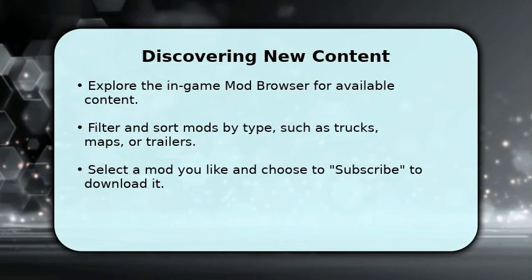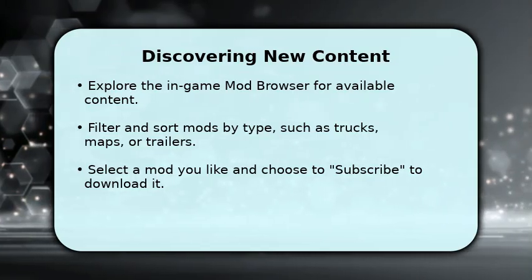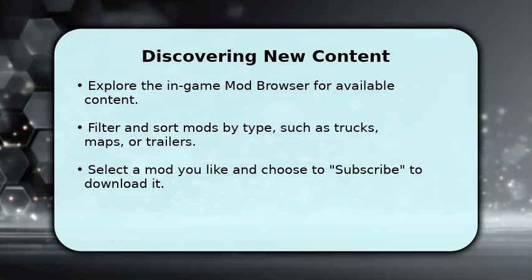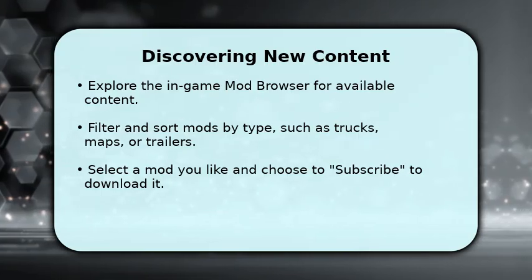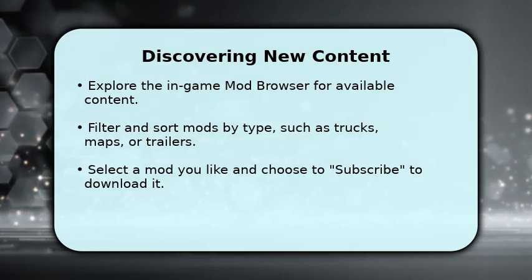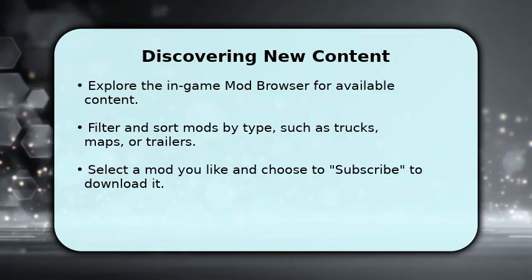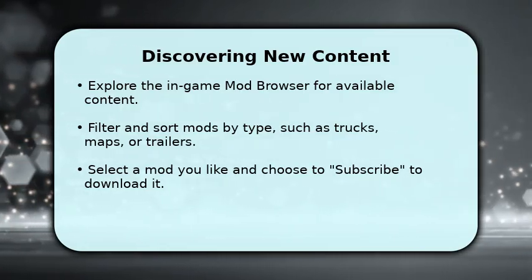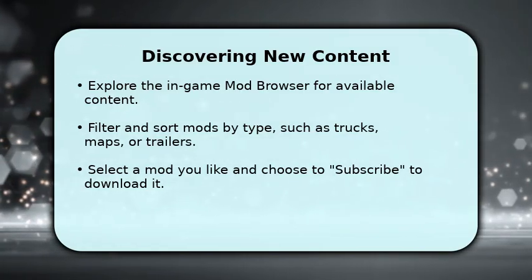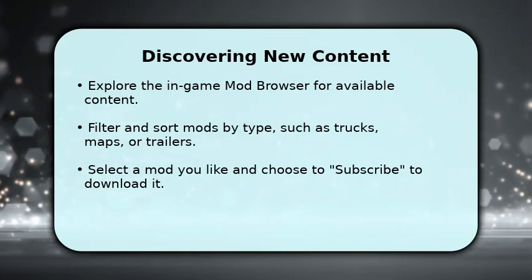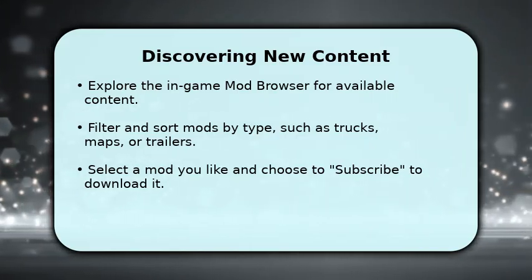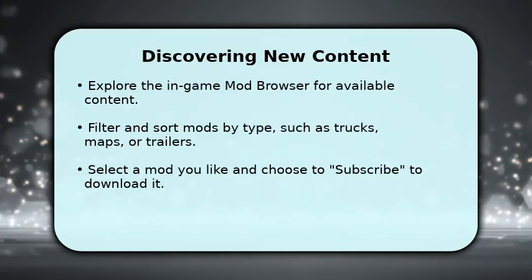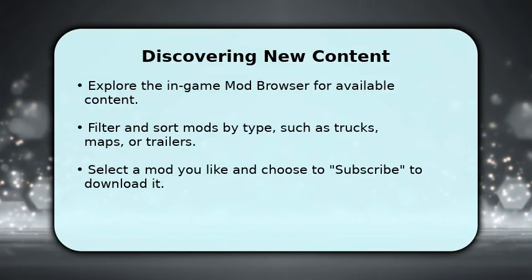Now that your account is linked, it is time to explore. The in-game mod browser offers hundreds of options. You can easily filter and sort through different categories like powerful trucks, challenging maps, or useful trailers. When you find something you like, simply select it and choose to subscribe. The mod will then begin downloading directly to your console. Remember, console mods are pre-approved, so the selection might vary slightly from PC versions.